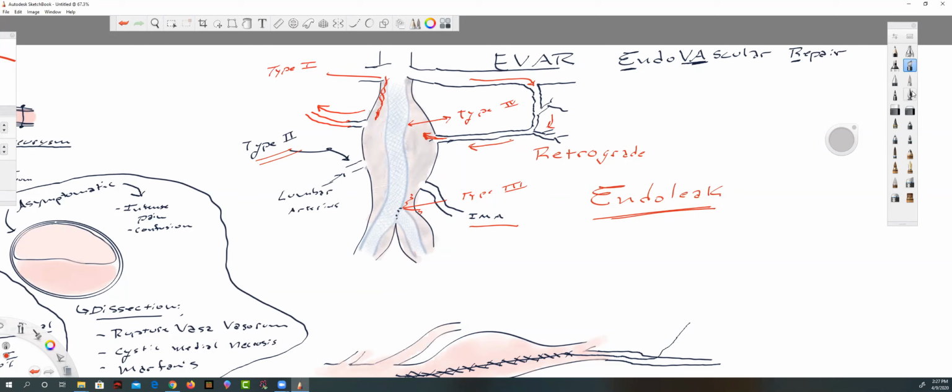How do we know endoleaks occur? Well, one, Doppler, but also you have to ask yourself a question. You look at previous numbers for the size of this aneurysm. Has it increased in size? If it's increasing in size, it's leaking. There's something going on.